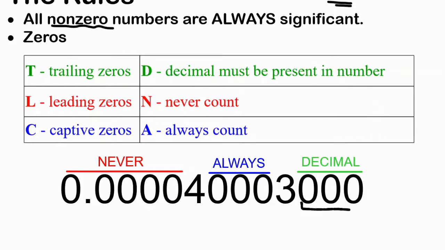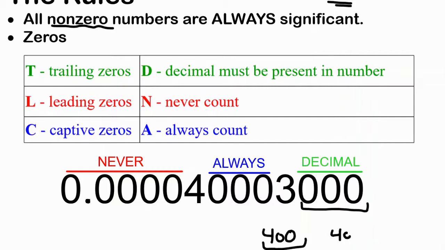They trail the number. So they're at the end, and they only count if the number is written as a decimal. So for example, 400, these zeros do not count because there's not a decimal here. So how many sig figs are in this value? 1. Okay, this is 1.